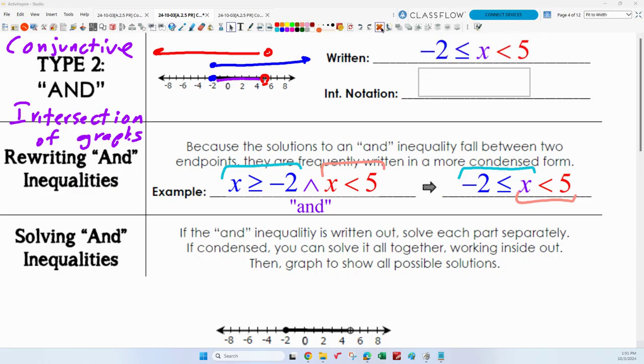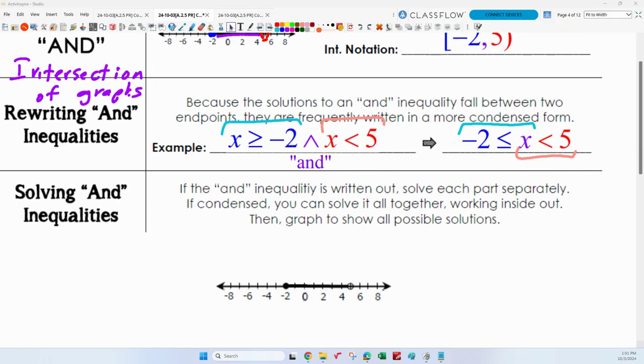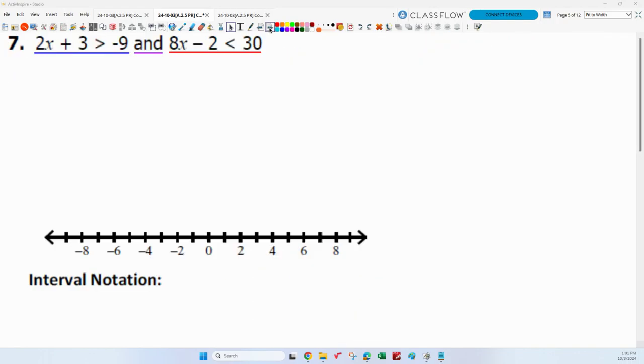All right, so what about interval notation? Interval notation is super easy with "and" inequalities. You guys look at that interval and tell me, comma goes in the middle, what's my left endpoint of that graph? -2 with parentheses or brackets? Bracket, because it's a closed endpoint, right? So we get that. To the right of the comma, what's the right endpoint? +5 with parentheses because it's an open endpoint. Look how easy it is to write "and" inequalities with interval notation. Very simple, okay?